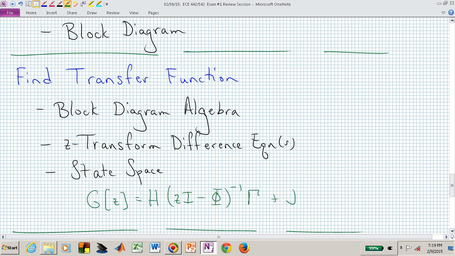Pardon? Yes, if you have a certain calculator, your calculator can do that. Yes.